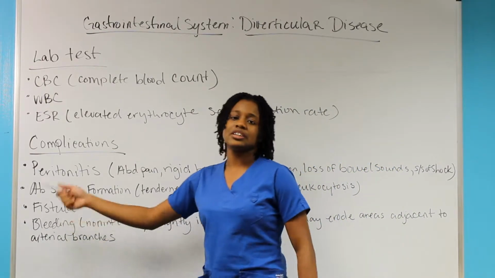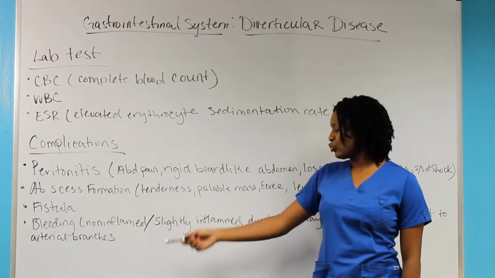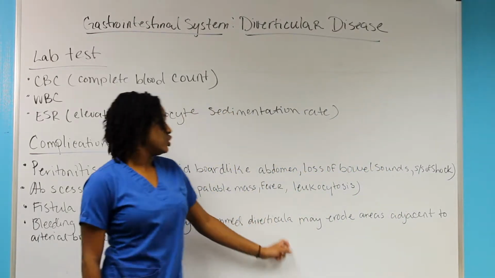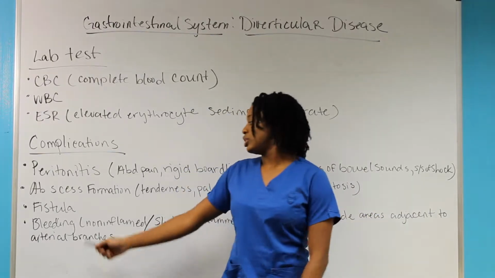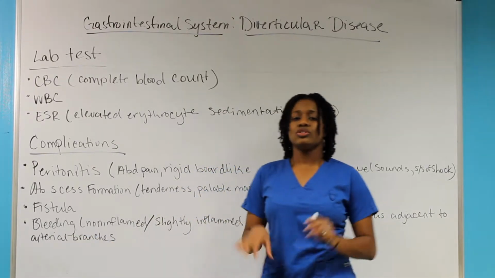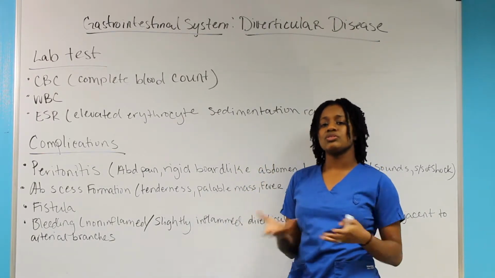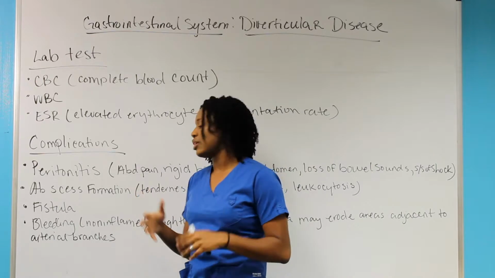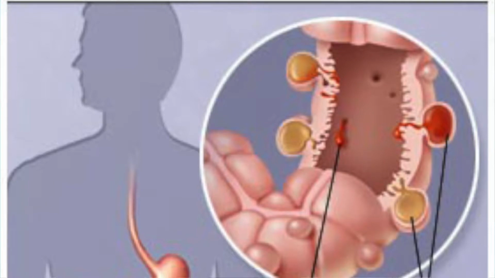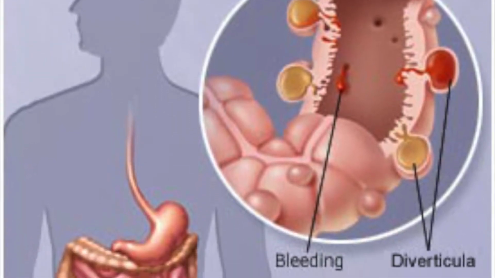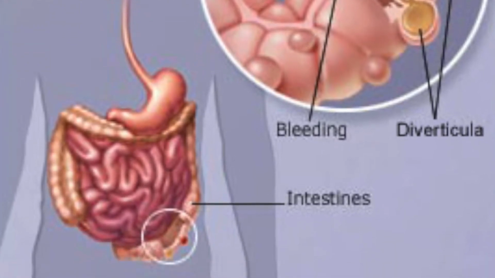And then last but not least, as a complication, you have bleeding. You have non-inflamed or slightly inflamed diverticula, right? They may erode areas adjacent to the arterial branches. So those are areas where you have arteries supplying blood flow to that organ, right? All of a sudden, now that weakening of the wall, that diverticula, is eroding the area where the arteries are, those branches, and that's where the bleeding occurs. So that's why you're going to see the bleeding.